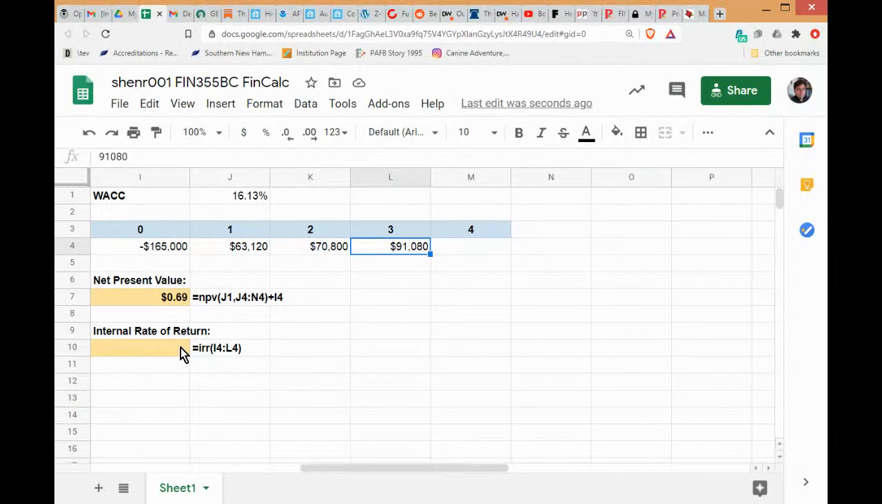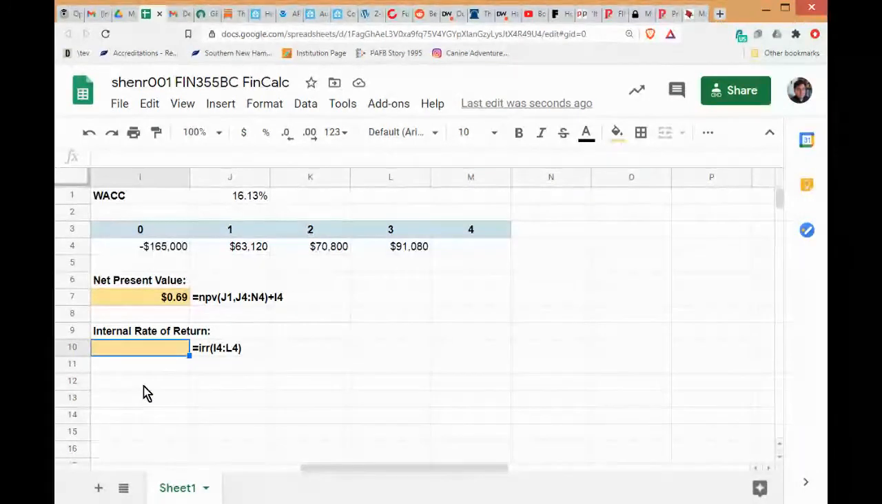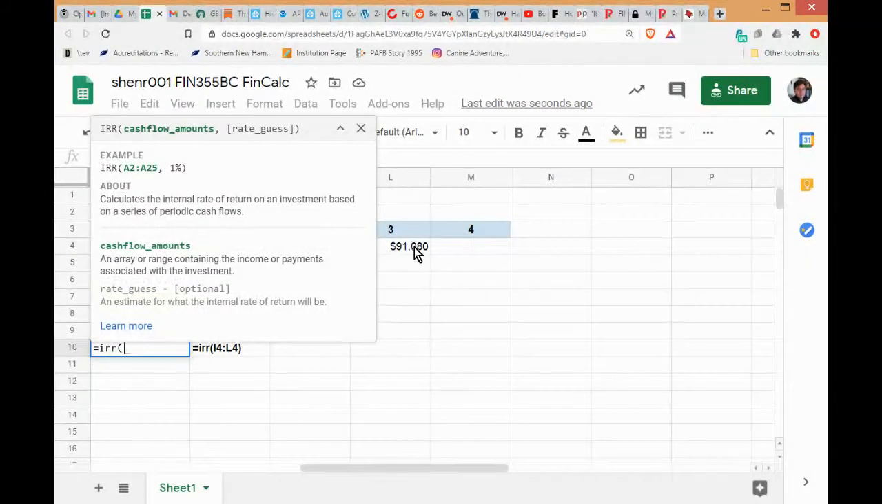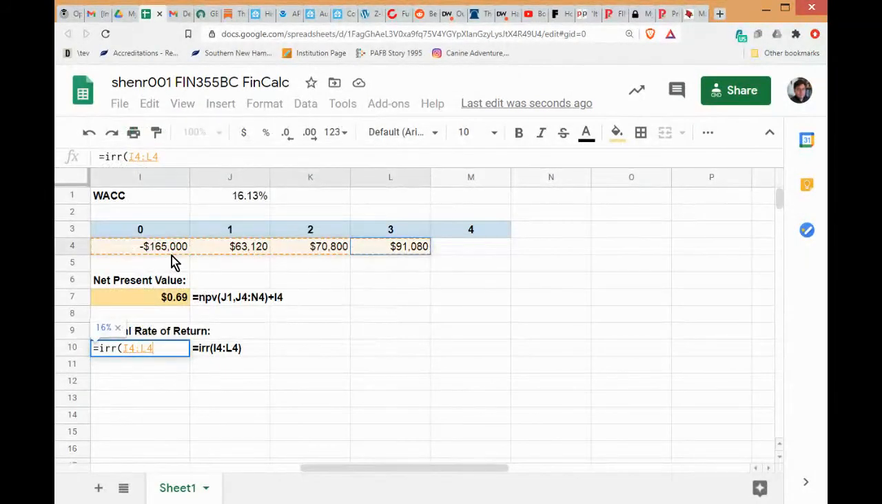Spreadsheets provide an easy way, a formula for calculating the internal rate of return. You can see I've typed it out here to the right, but it really is just that simple, equals IRR. Inside the parentheses, put the cells of the cash flows including time zero, which is a little bit different from net present value, but that's what you have to do. Internal rate of return over all of the cash flows, starting with time zero. Press enter. 16% is approximately right.